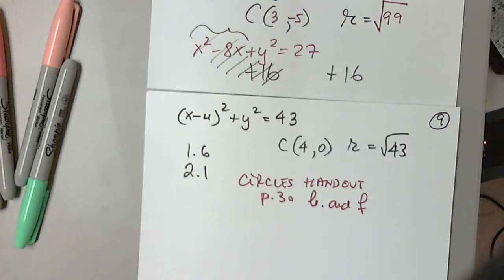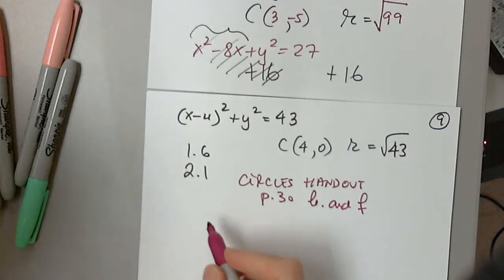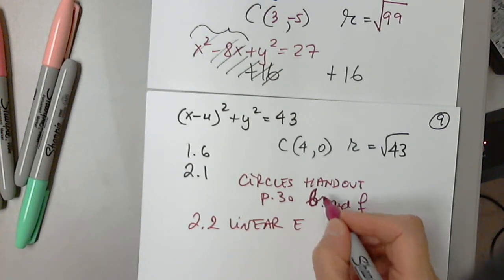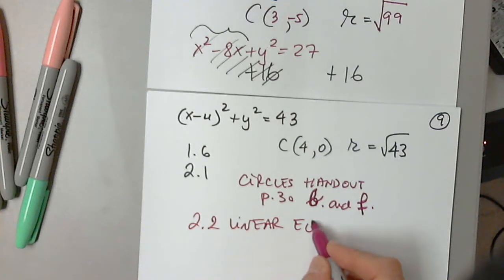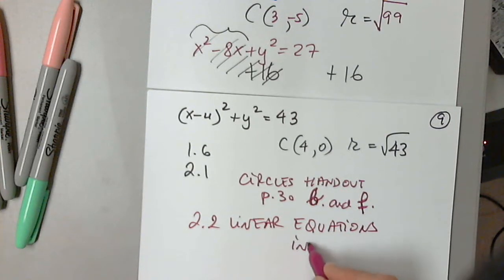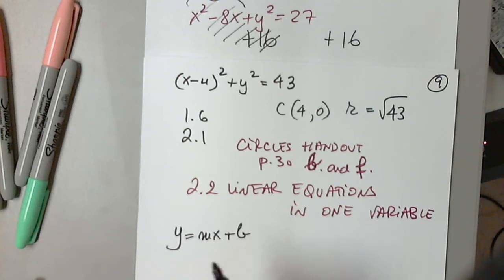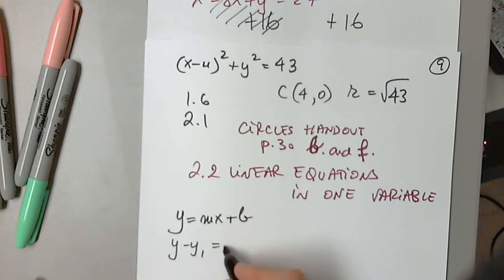Okay, so moving on. 2.2, linear equations in one variable. Is that B? Yes, B and F. Linear equations in one variable. Let me refresh our memory on those two equations that they are very familiar, I'm sure. Y equals mx plus b, and y minus y1 equals m times x minus x1, slope times x minus x1.